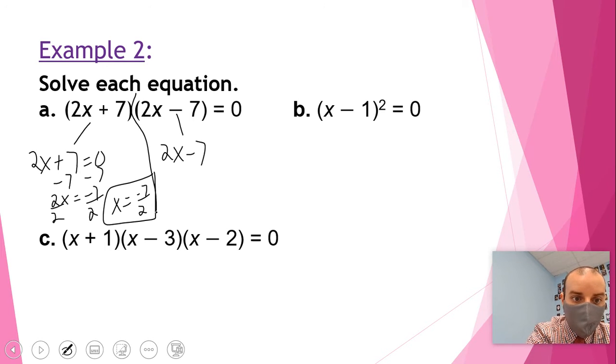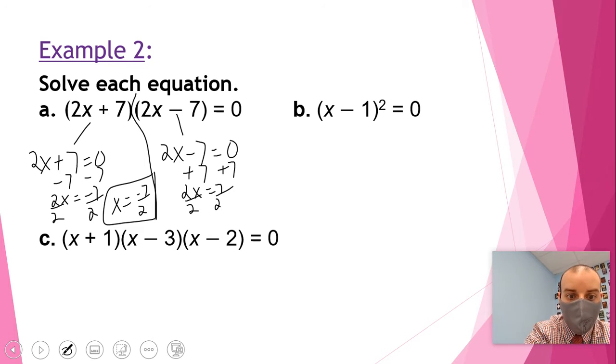And then for our second part, 2x minus 7 is equal to 0. Add 7 to both sides. 2x is equal to positive 7. Divide by 2. And you get x is equal to positive 7 halves as your second solution.